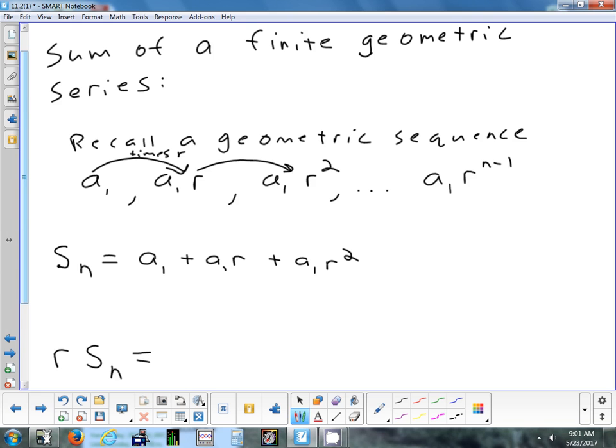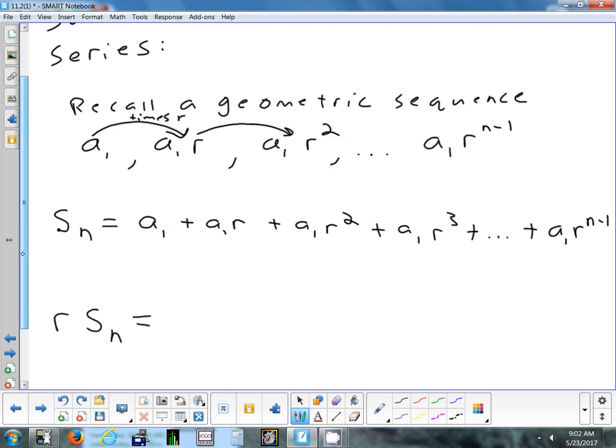And I can even write out a couple other terms if you want to see them. r cubed, all the way up to the last term. And we talked about yesterday why it's an n minus 1 and not an n. So if you watch the video, you can see that.